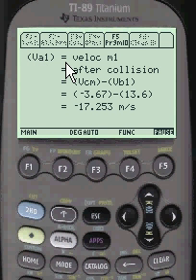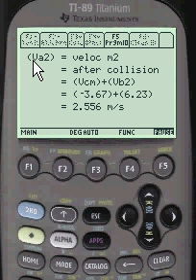Now I got VA1, which is the velocity after the collision. It turns out to be the center of mass velocity minus what we just found, the velocity before. For mass 1, it turns out to be minus 17.253 meters per second. Same thing for the after velocity of mass 2, after collision. And that turns out to be 2.556 meters per second.